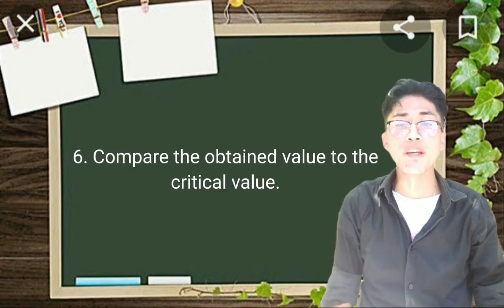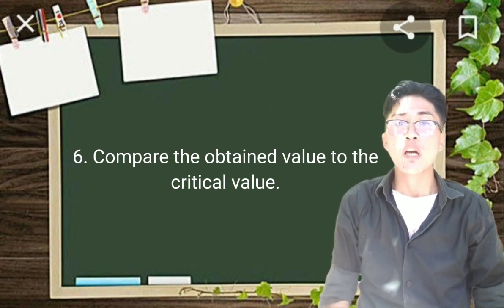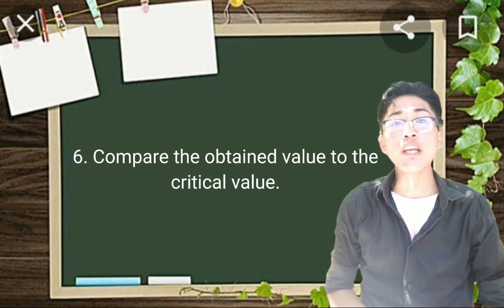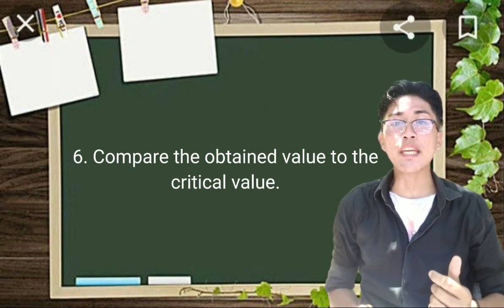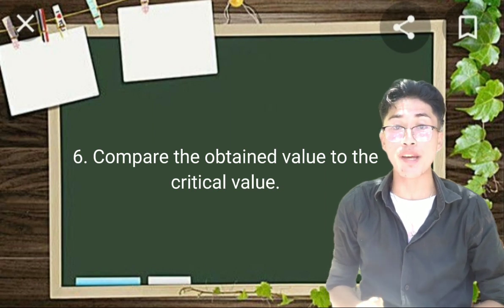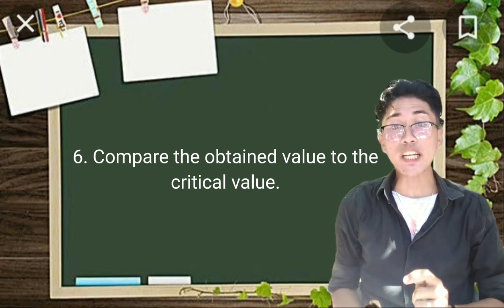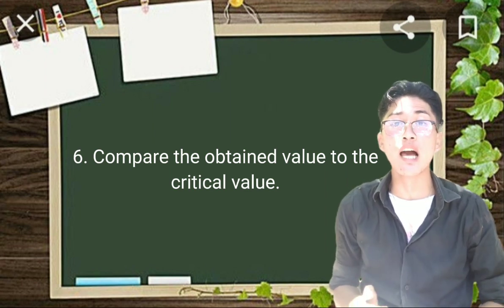So our sixth step is to compare the obtained value to the critical value. Comparing the obtained value allows us to identify a difference or relationship based on a particular level of risk. Then we can say whether we must reject or must not reject the null hypothesis.